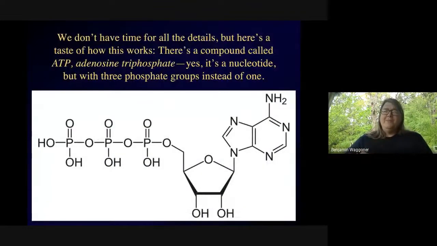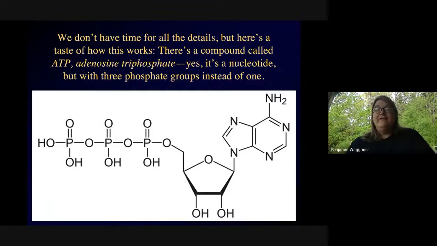I'm going to skip the biochemical magic that explains how mitochondria do this. It's really cool, but we just haven't got time. And I'm just going to give you a taste of it. This is a diagram of a compound called adenosine triphosphate, otherwise known as ATP. You might notice that on the right, you have a double ring containing some nitrogen atoms. That's actually the base adenine. You might remember that from nucleic acids.